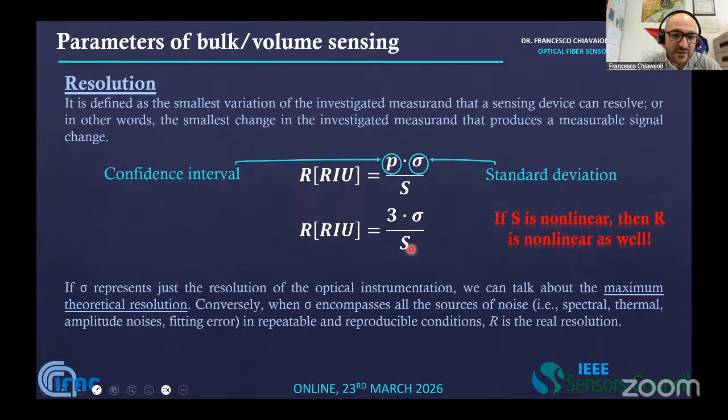Clearly, if the sensitivity is not linear, the resolution also becomes nonlinear. So we need to define where the resolution is evaluated. Another important concept to take into account is that if here we don't use the experimental error of the system, but the optical resolution of the instrument, what we get is not the real resolution, but the maximum theoretical resolution, since it doesn't take into account all the sources of noise as an experimental evaluation.